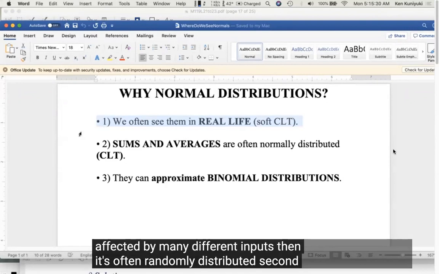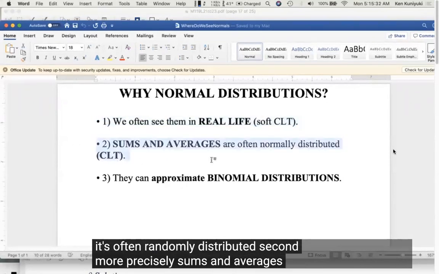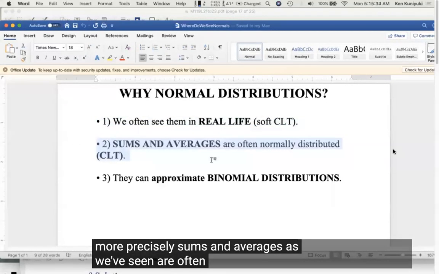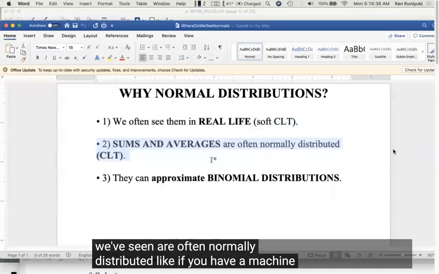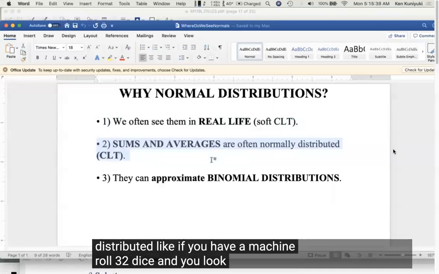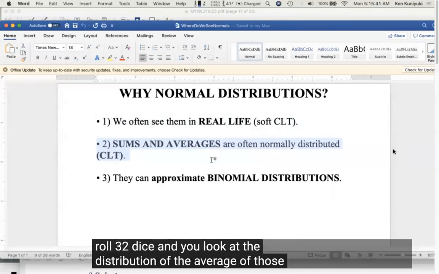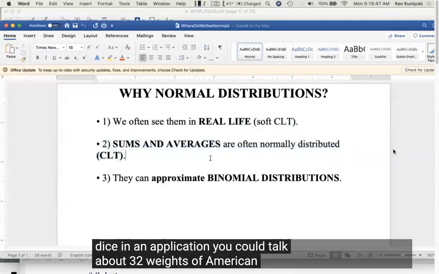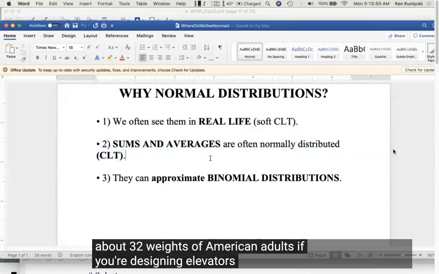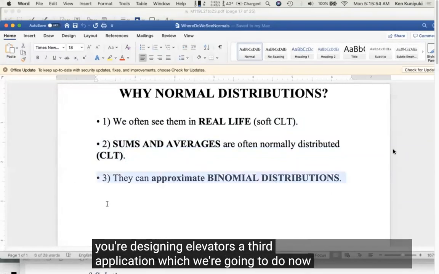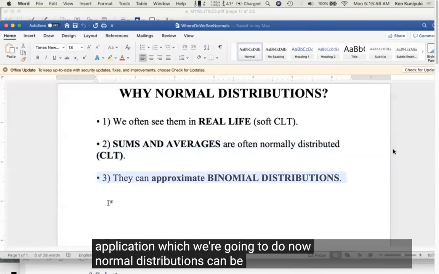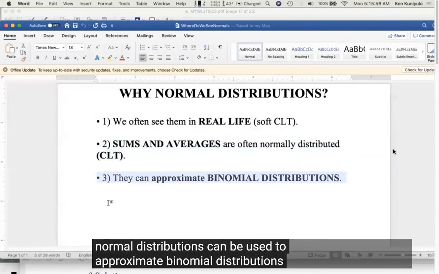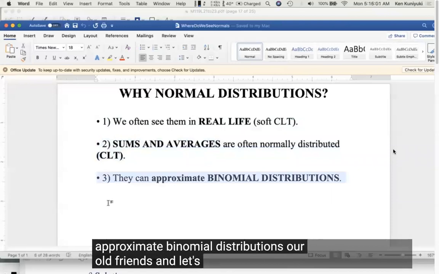Second, more precisely, sums and averages, as we've seen, are often normally distributed. Like if you have a machine roll 32 dice, and you look at the distribution of the average of those dice. In an application, you could talk about 32 weights of American adults if you're designing elevators. A third application, which we're going to do now, normal distributions can be used to approximate binomial distributions, our old friends. And let's see how.